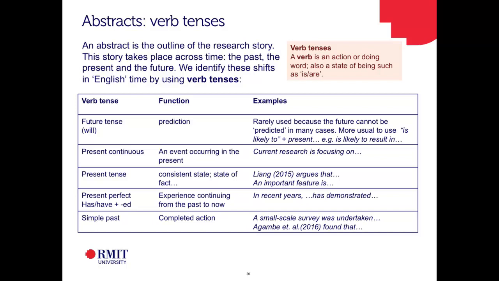The simple past is also frequently used to mark completed actions, in particular in the methods section. So, for example, "a small-scale survey was undertaken." And again, we probably wouldn't be putting in references to a research paper like "Gambate et al. found." That's more likely to be found in the paper itself, in the literature review.